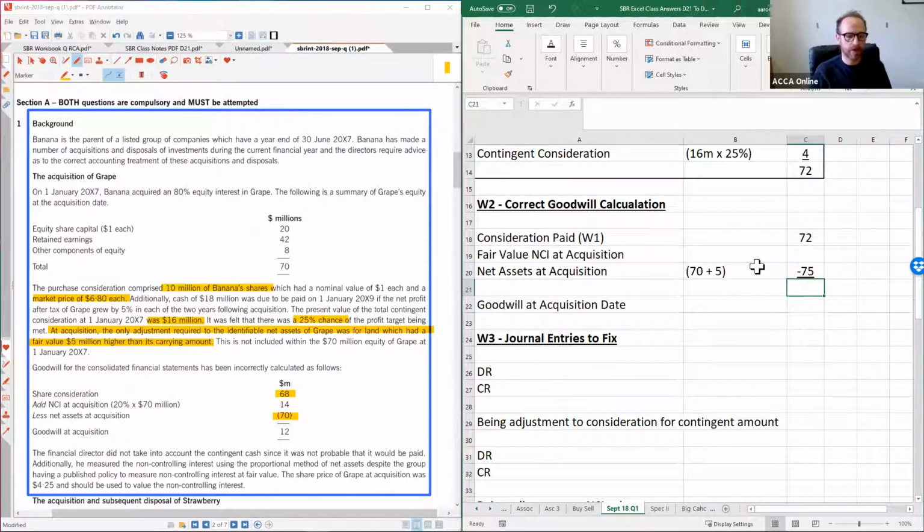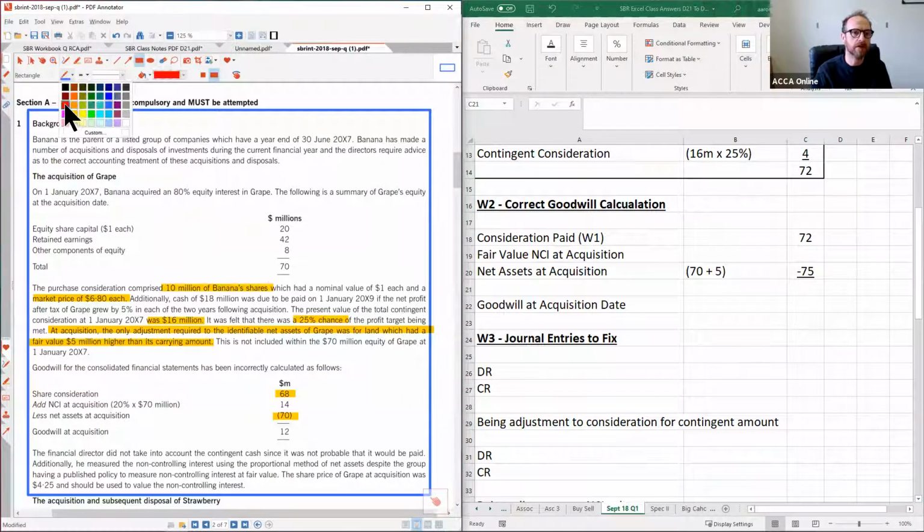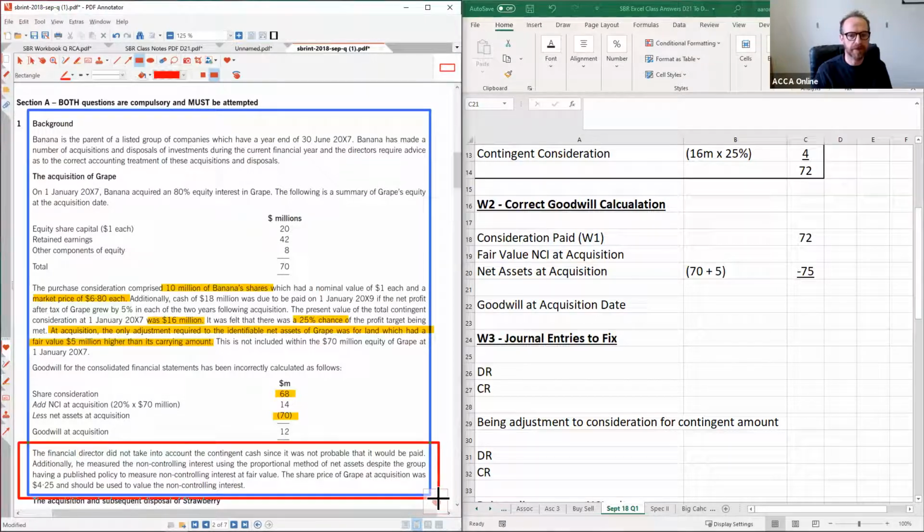Okay. Now, the last bit then for this is I want you to have a go and read this bit at the bottom and see if you can get me the value of the NCI at acquisition. It's a bit more tricky, so have a read, see what you think, see what you put in there. I'll give you a couple of minutes.